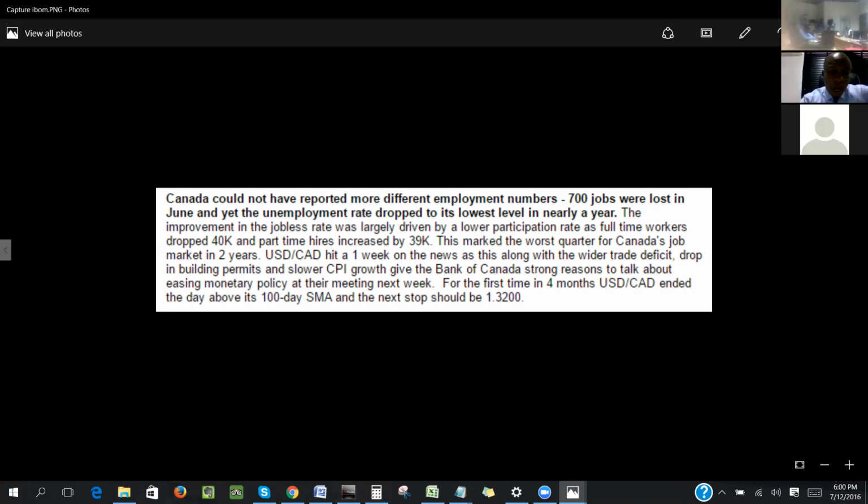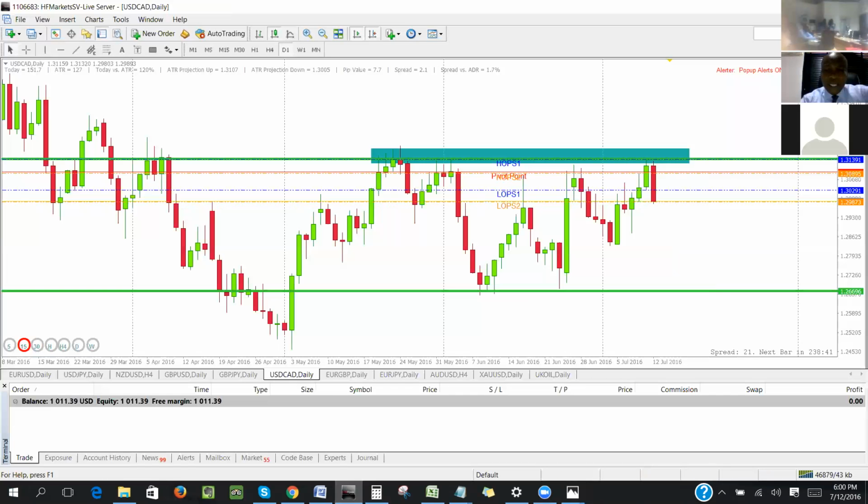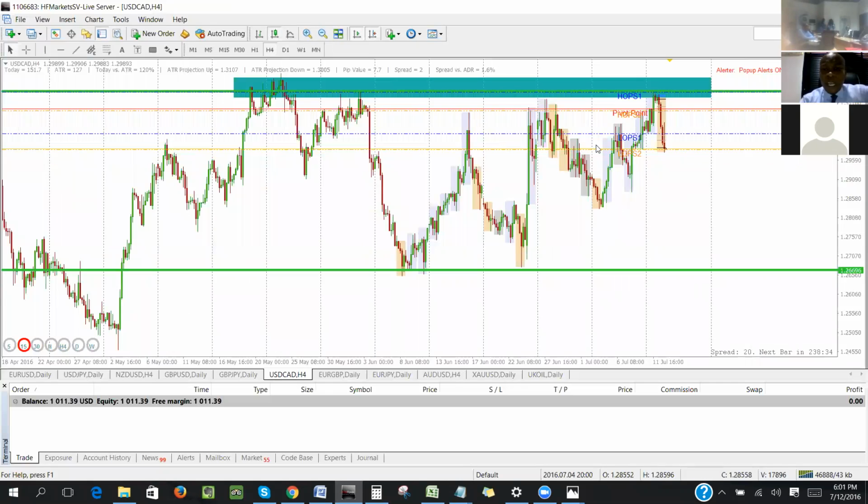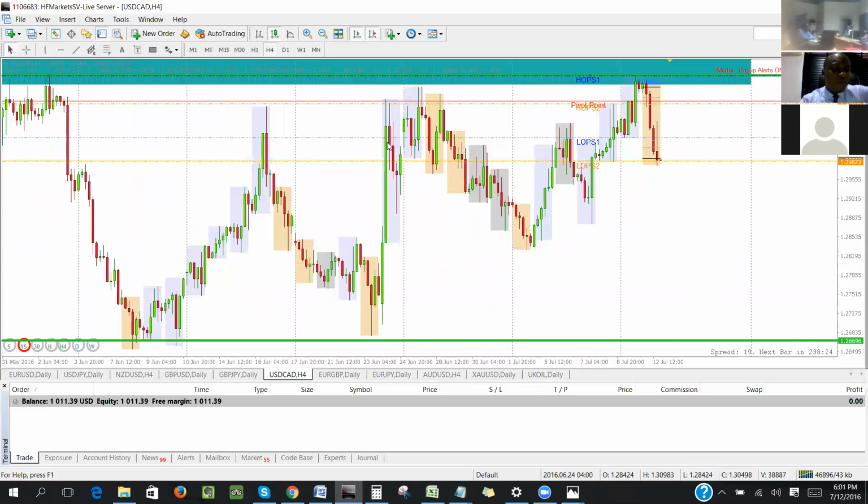Now, with all of this, let's look at this. From what we have seen so far, let's look at the 4-hour time frame. Last week, we saw a movement to the upside. Yesterday, we saw an upward movement as well. But today, we see a sharp movement to the downside. What is responsible for this?